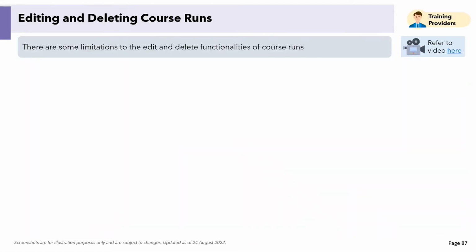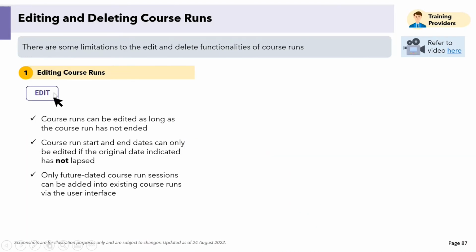After they created the course runs, of course, they can edit the course runs. What they need to do is they just have to look for the edit button. And course runs can be edited as long as the course run has not ended. So once the course run has already ended, they won't be able to edit the course run anymore. Nothing inside the course run can be edited.